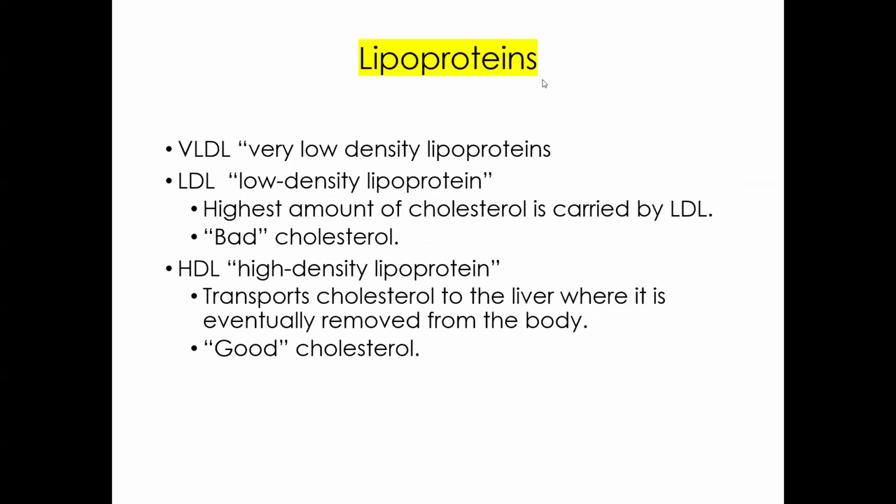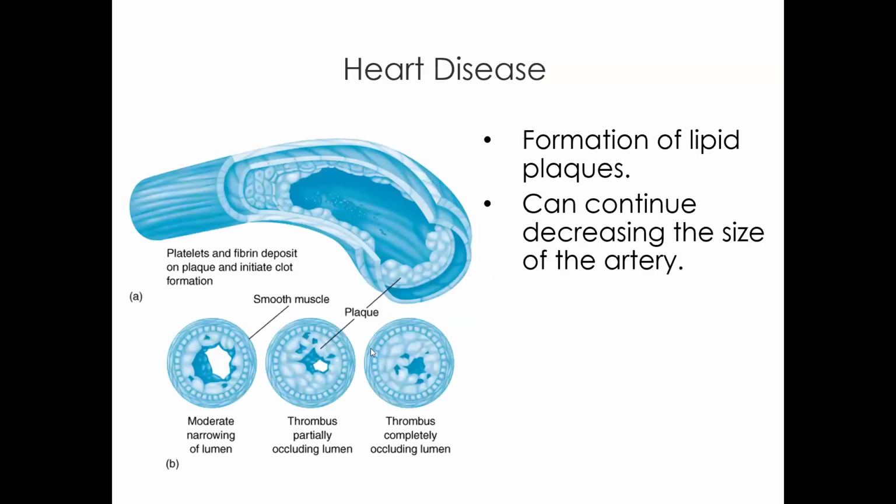So lipoproteins are categorized into these three categories. VLDL, very low density lipoproteins, and LDL, low density lipoproteins. These are considered our bad cholesterols, the LDLs. And then HDL, high density lipoproteins, transport cholesterol to the liver where it's eventually removed from the body. It's considered the good cholesterol because it helps keep a balance in the levels.